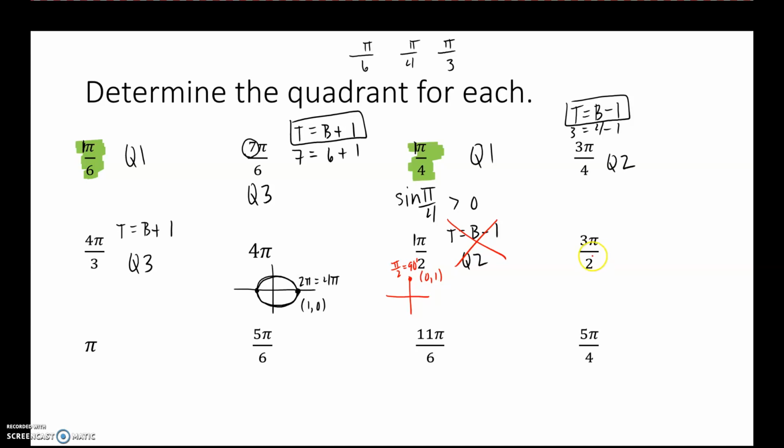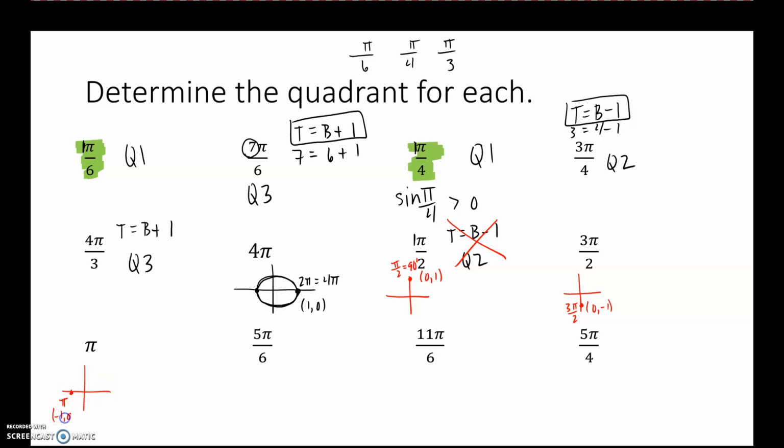3 pi over 2. There's my denominator of 2 again. It is not in a quadrant. 3 pi over 2 is down here at 270 degrees. The ordered pair is 0, negative 1. So I have to be aware of what trig function I'm asking you for. Okay, pi's over here at 180 degrees.